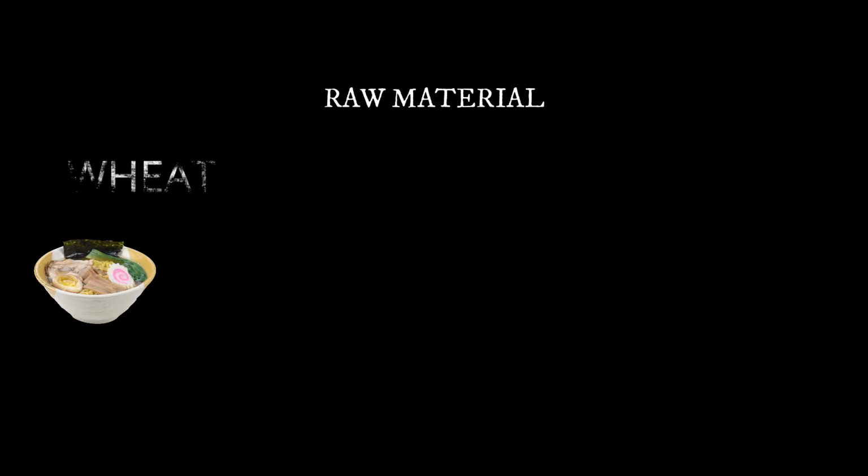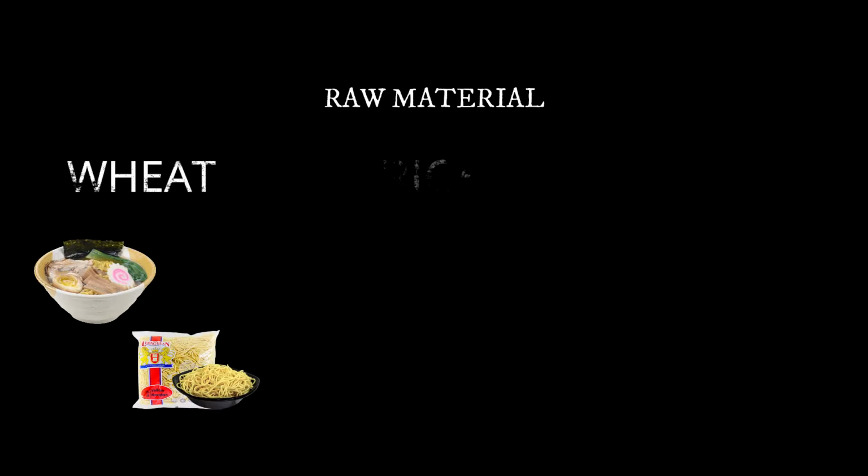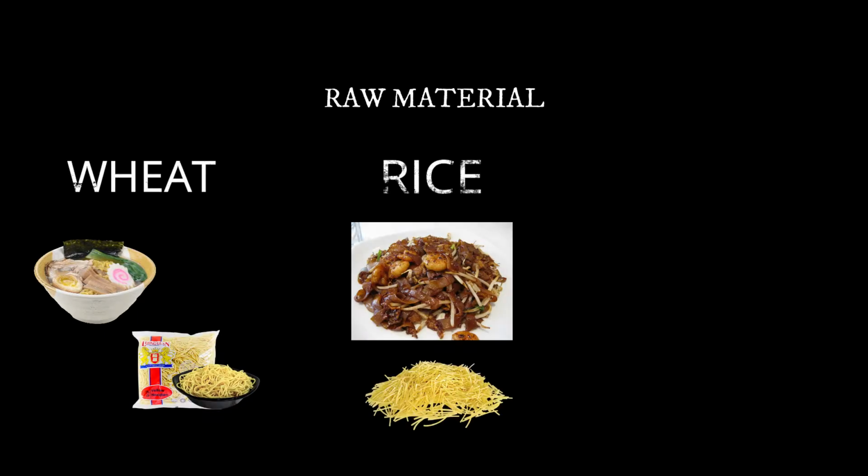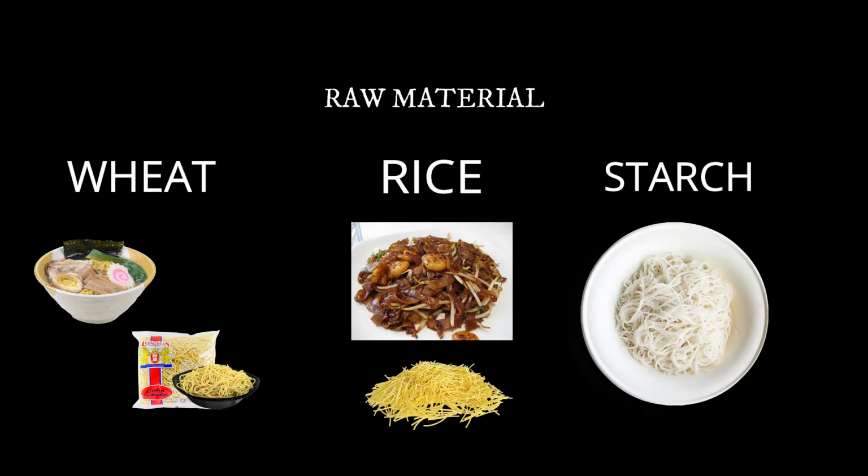And about the classification of noodle, there are 4 of them. Let me tell you. The first type of classification of noodle is by raw material used, which is wheat. The examples are ramen and yellow noodle. The second one is rice, which is kuetiau and vermicelli. And the third one is starch, which is cellophane noodle.